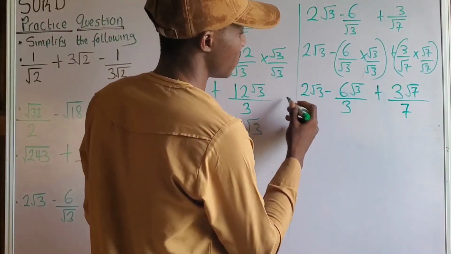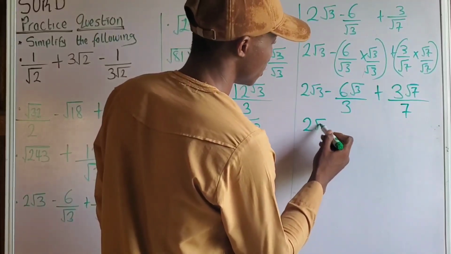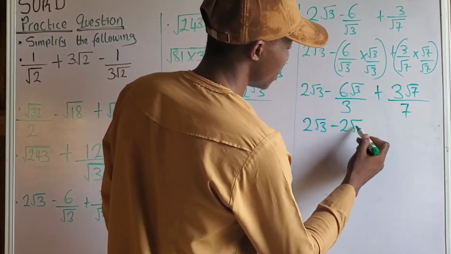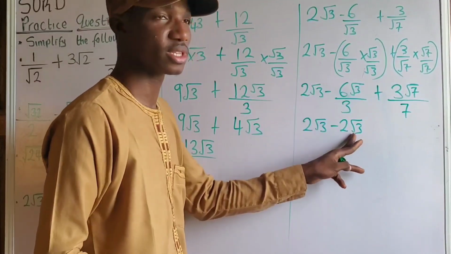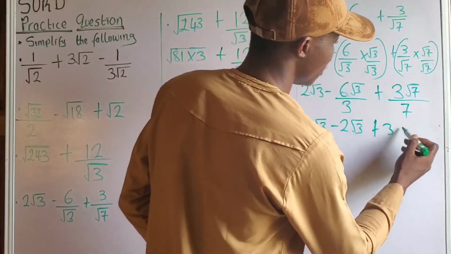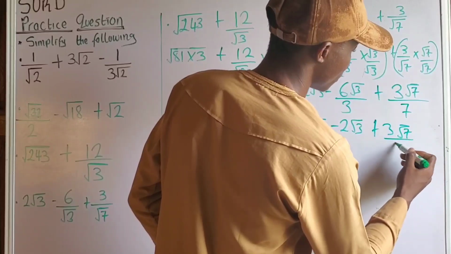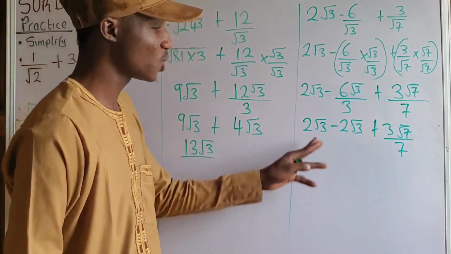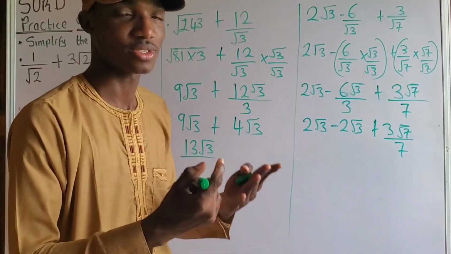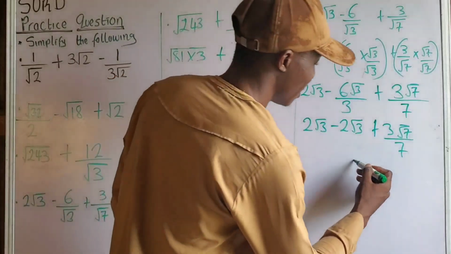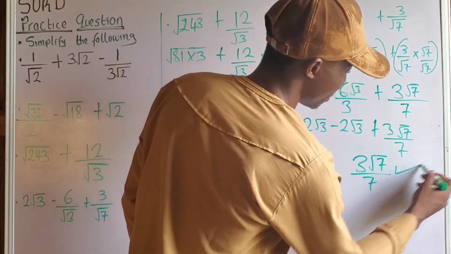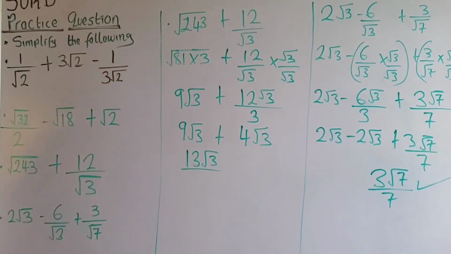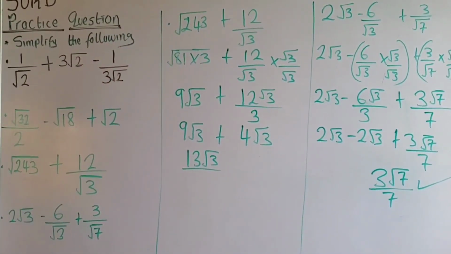Okay, let's proceed. For this, I'm going to have 2 root 3 minus 2 root 3. The reason is that 6 divided by 3 will give us 2. So I'm going to have minus 2 root 3 here, plus 3 root 7 all over 7. Do you understand? Okay, 2 root 3 minus 2 root 3 is 0. Hence the final answer is 3 root 7 all over 7. That is the solution to that question. Now, if you come across this kind of question in an exam, I'm very sure you can simplify it now.